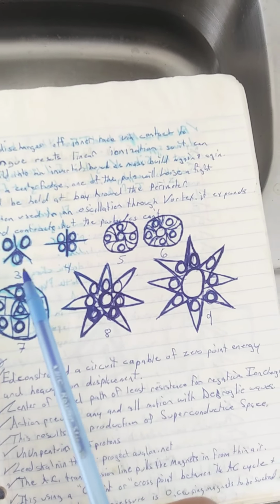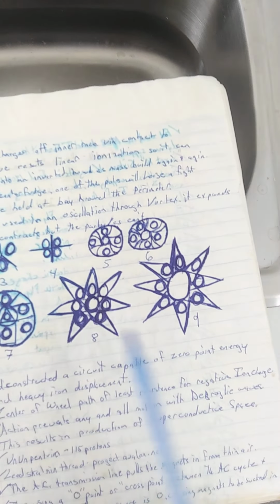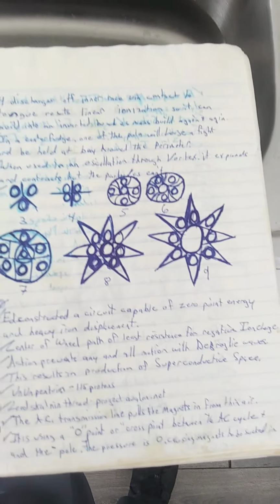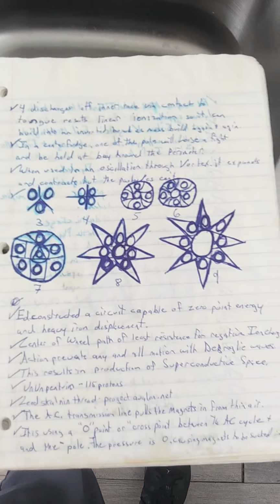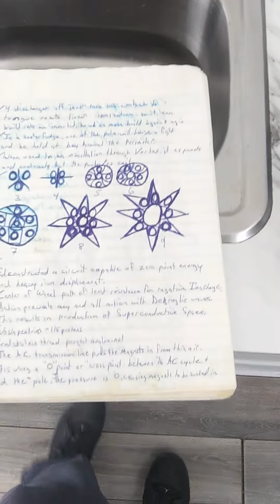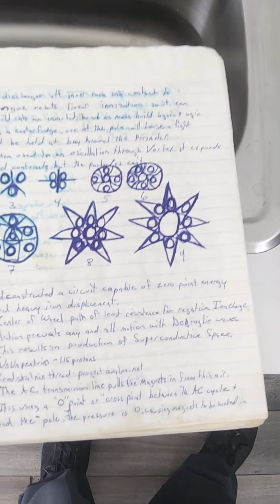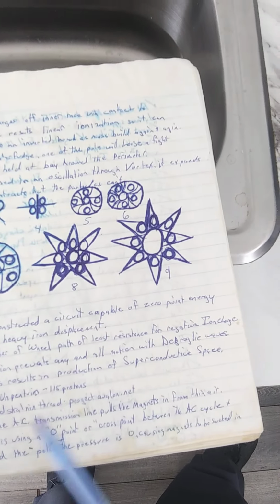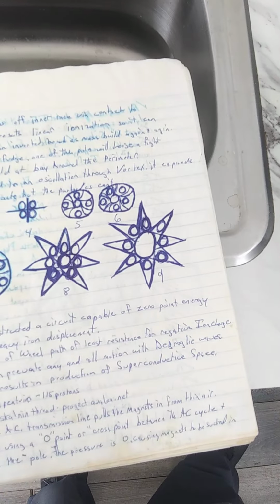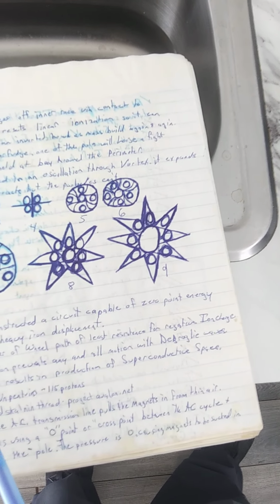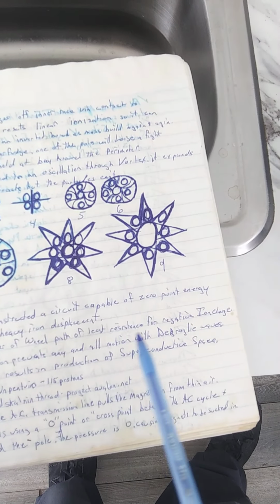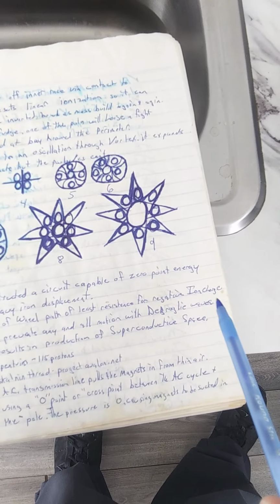When you got 3, it looks like that. 4, 5, so on and so forth. It keeps getting more complex, just like your cymatics. The higher you go in frequency, the more complex the pattern is. It constructed a circuit capable of zero energy and heavy ion displacement. The center of the flywheel is the path of least resistance for negative ion charge.